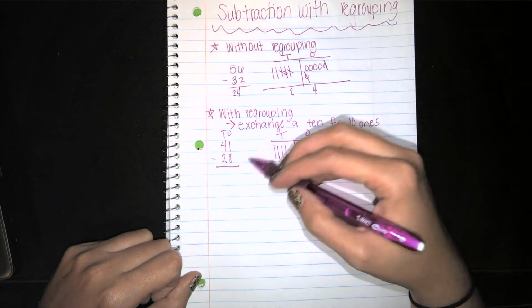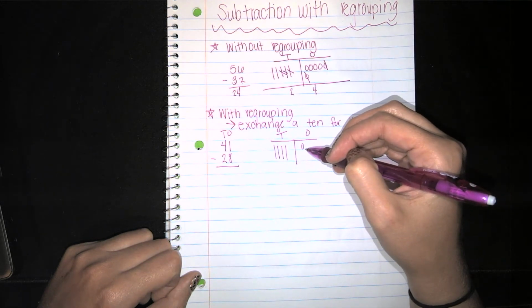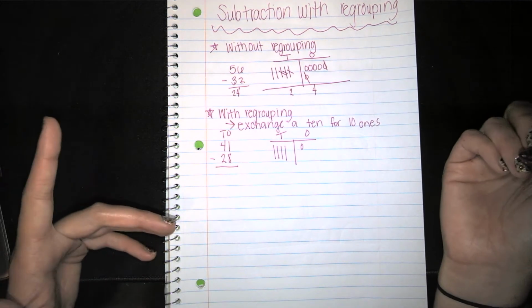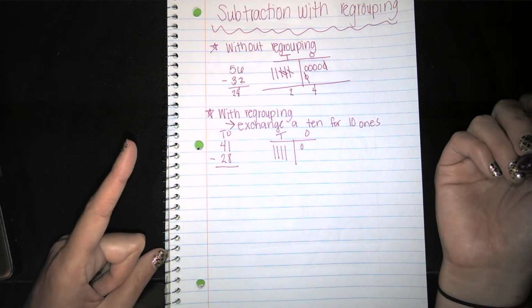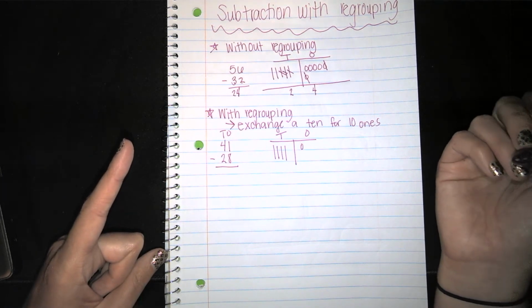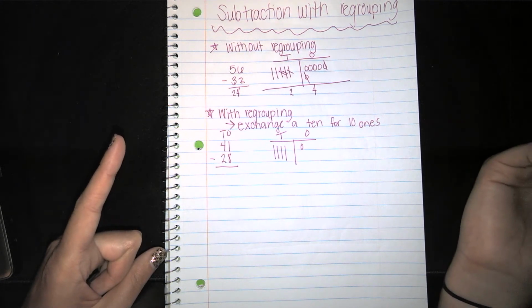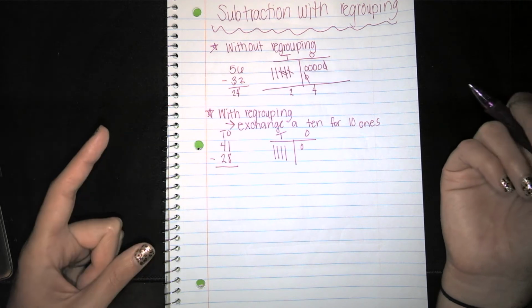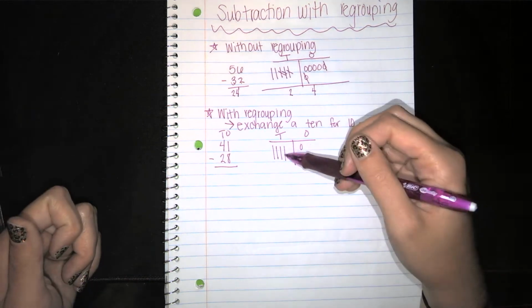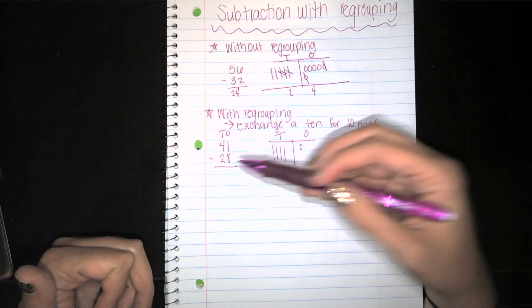Now first off, I notice I have to take away 8 ones, but I only have 1 one. So think of it like this. If you have $1 and you go to the grocery store and you want to buy an $8 toy, do you have enough? No. So you have to get more. So what we're going to do is we're going to exchange a 10 from the 4 so that we have enough to take away the 8 ones.